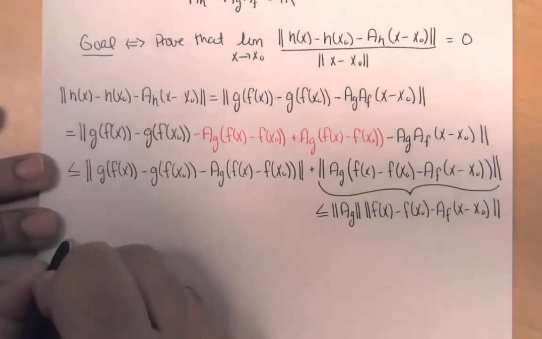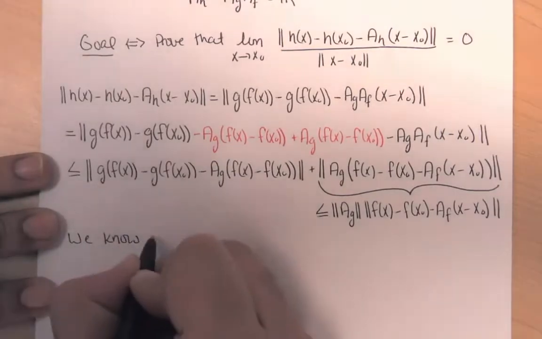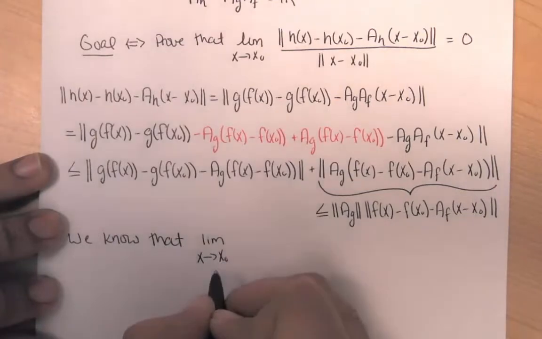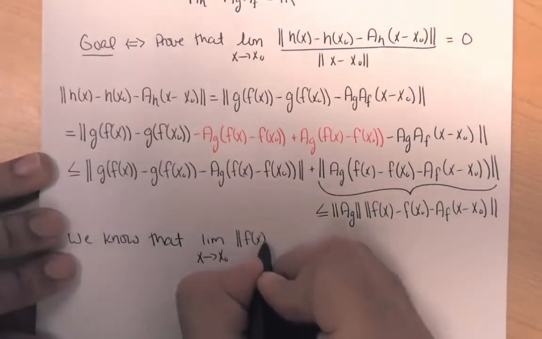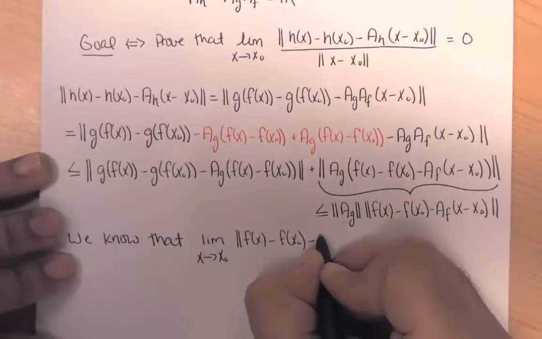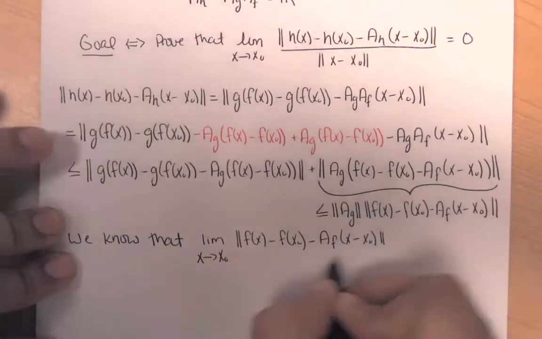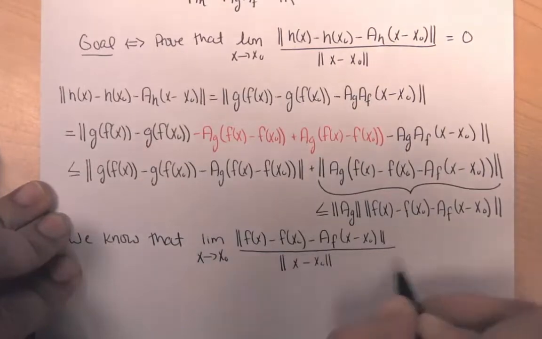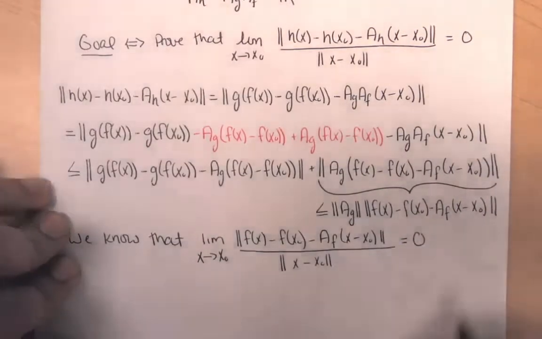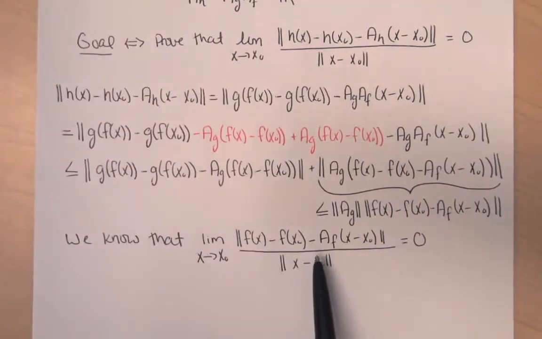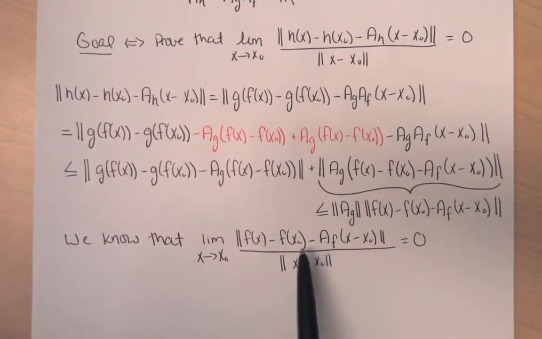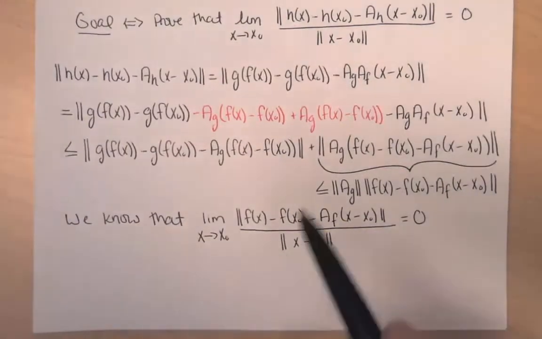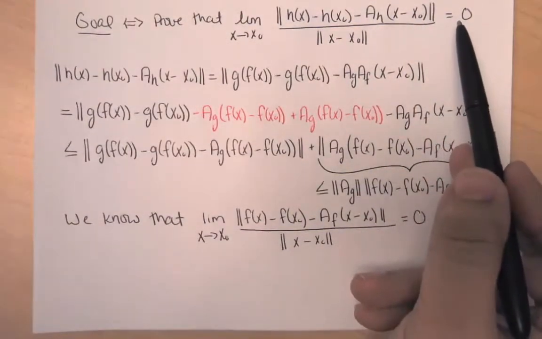Now, we know that the limit as x approaches x naught of f of x minus f of x naught minus the matrix times x minus x naught, the derivative matrix, divided by the norm of x minus x naught is equal to 0. Right, we know that's true because that's the definition of the fact that the function f is differentiable at x naught. Now, our goal is to show that this is true, right?